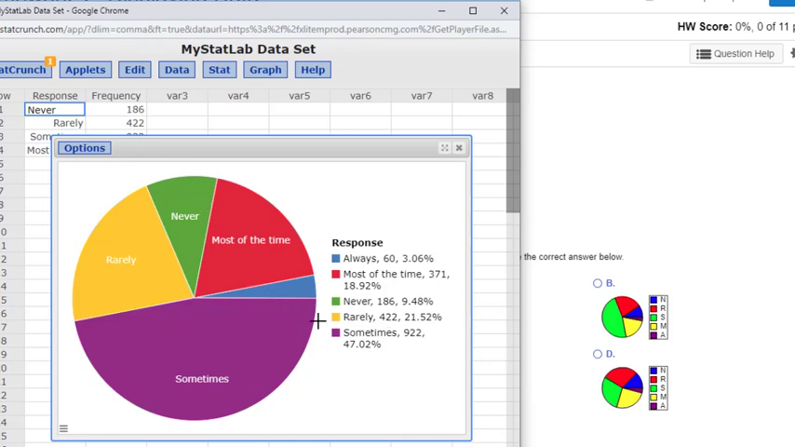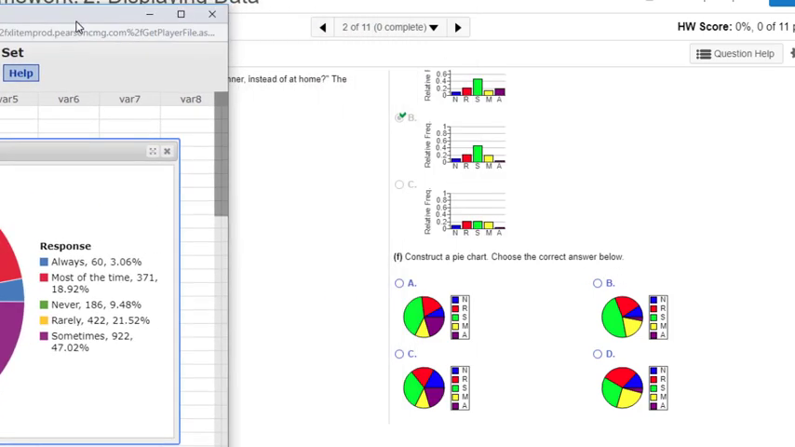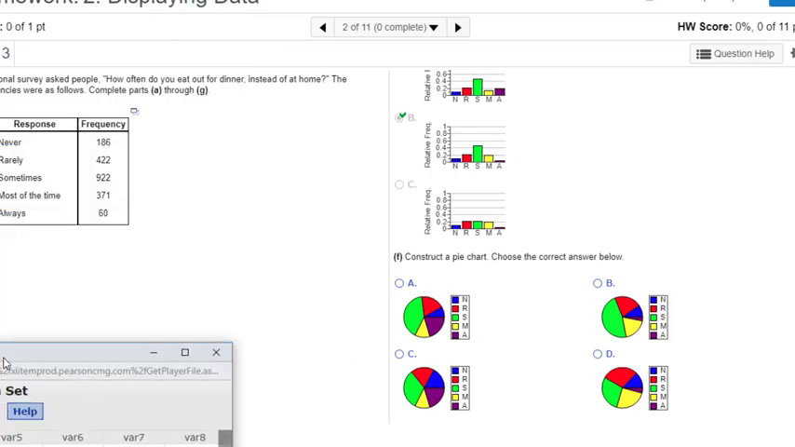And you select the one that matches up. Unfortunately, the colors are a little bit different. This is one where it'd be easier if I did not make this a multiple choice question. So one thing to look at is that I know sometimes is the largest one. So make sure that in this case, in my StatLab, the green is the largest one. Make sure it's considerably larger than the other ones, and that always is the smallest one.